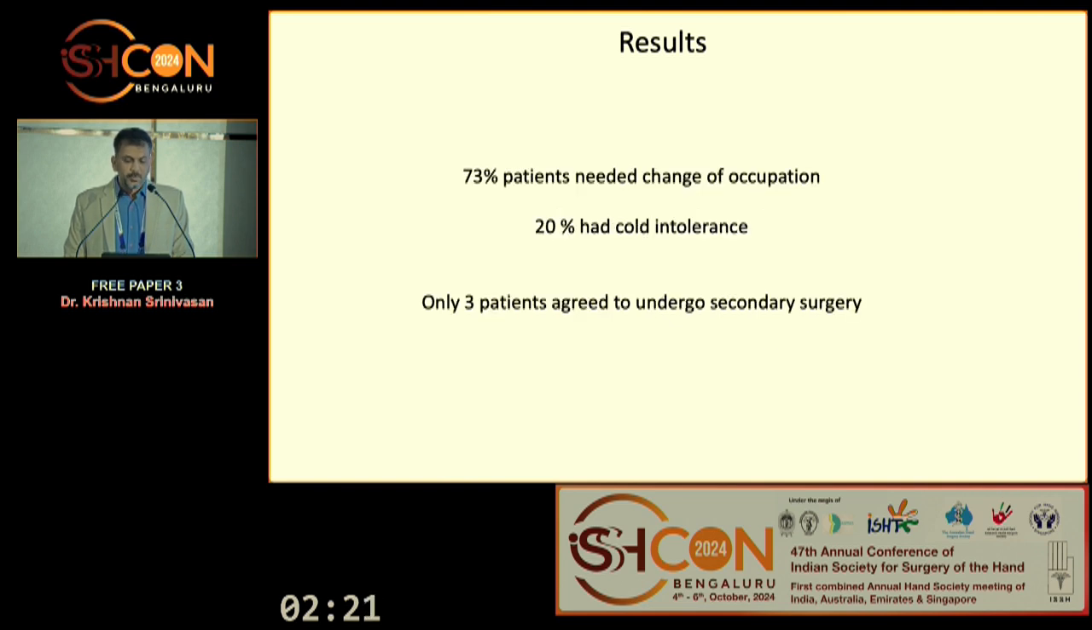And when it comes to outcomes, 73% of these patients who were laborers required change of occupation as they could not use the hand as effectively as before. 20% had cold intolerance, and surprisingly only 3% agreed to undergo secondary surgeries, though most of them do require secondary surgeries.